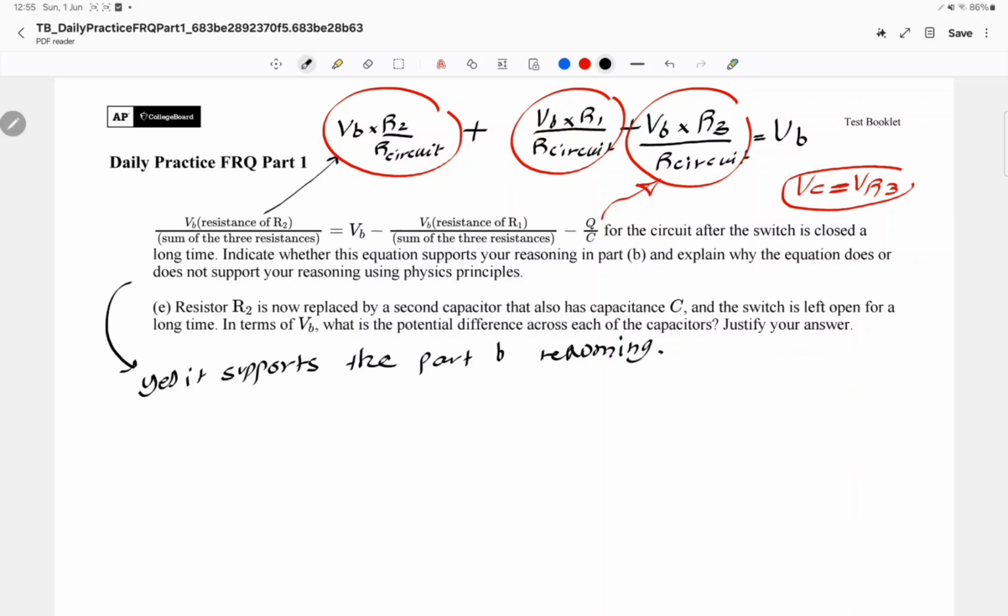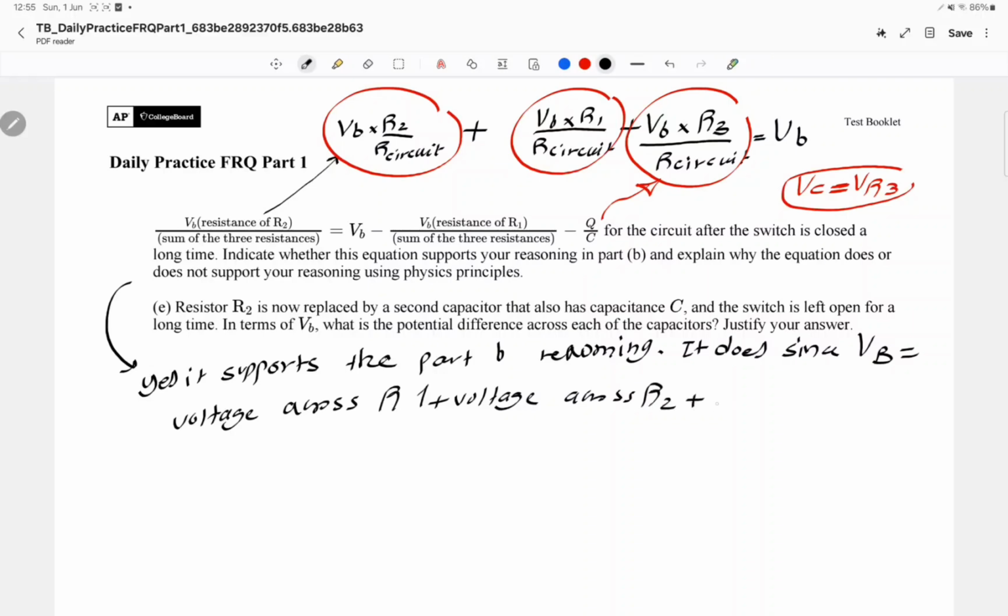Okay. Explain why the equation does or does not support your reasoning using physics principles. It does, since VB is equal to the voltage across R1 plus the voltage across R2 plus the voltage across the capacitor, which is the same as the voltage in R3. Okay, good. That was part D.